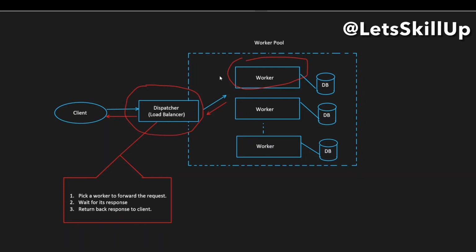Each of the workers will share its current state with the load balancer. This way, load balancer can monitor the health of each of these workers. And let's say if any of the workers is not capable of serving requests, then load balancer can prevent requests from going to unhealthy servers.